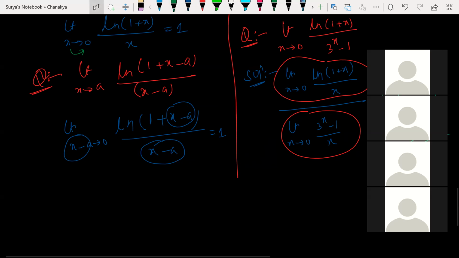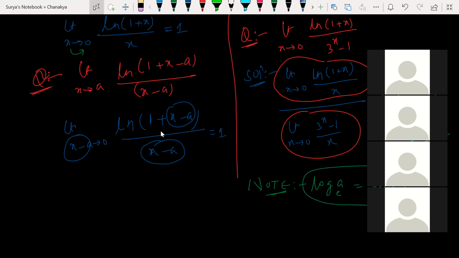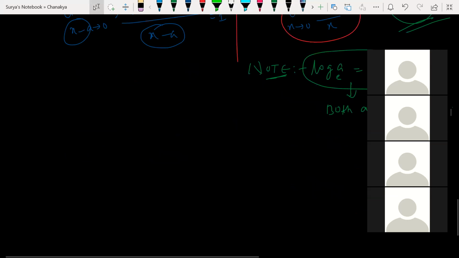Now guys, look at this here. Note, everyone write this. Log A base e can be written as ln A. Both are same only. Clear? Next, one more note, guys.